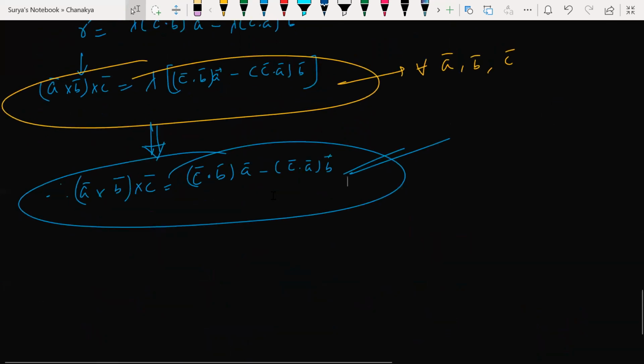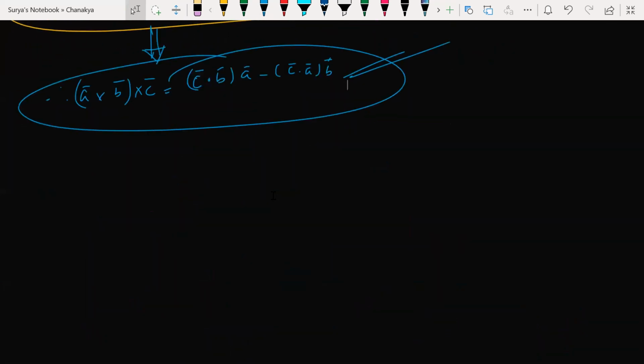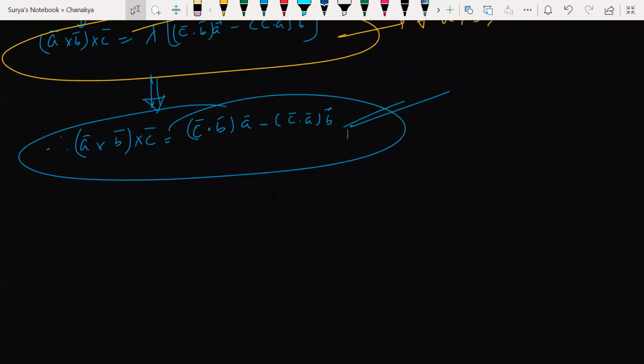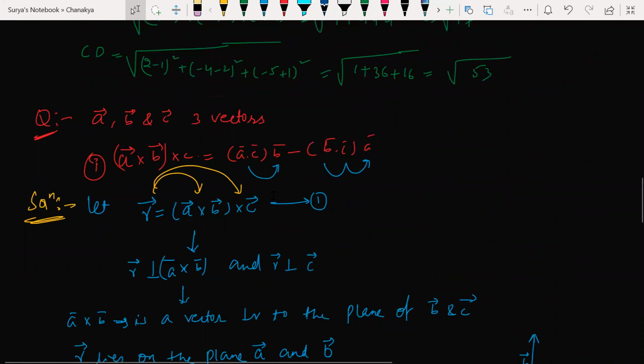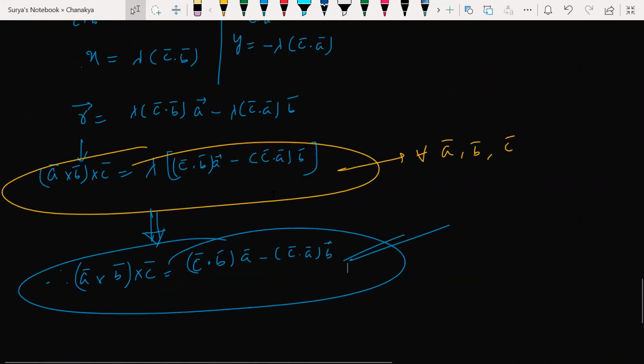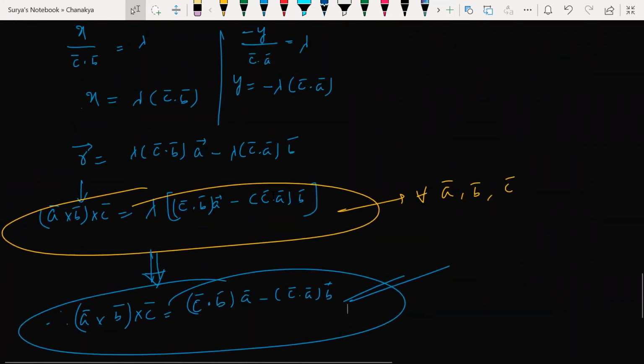What did we have to prove here? This is what we had to prove. Somewhere we wrote what the requirement actually is. ACB or BCA? ACB. ACB minus BCA.